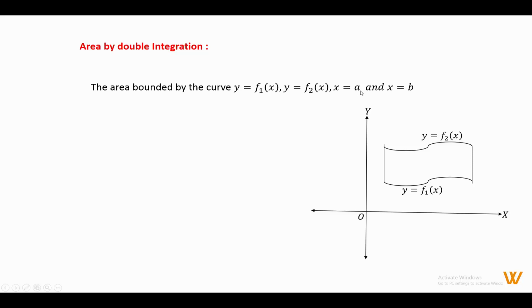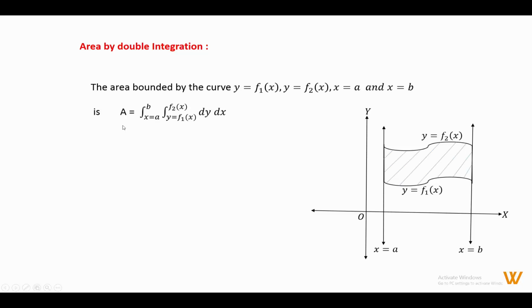Now draw the lines x equal to a and x equal to b. Both lines are parallel to the y-axis. Suppose x equal to a is this line and x equal to b is this line. Then the region is bounded by these four: x equals a, x equals b, the curve y equal to f1(x) and the curve y equal to f2(x).